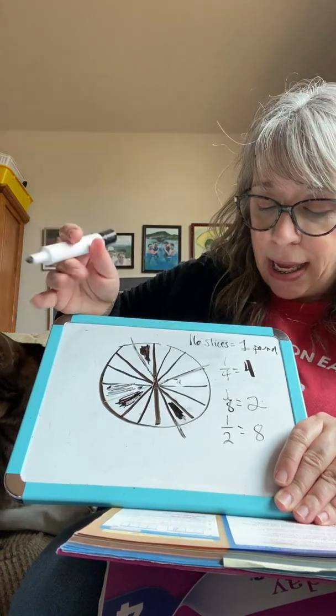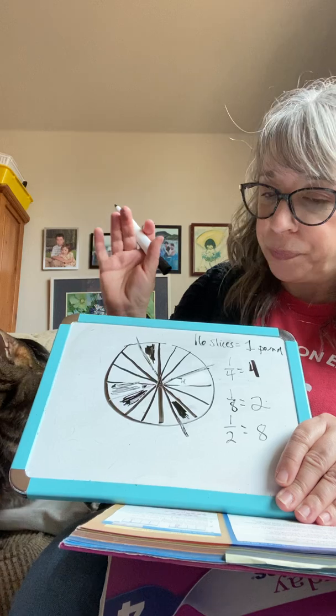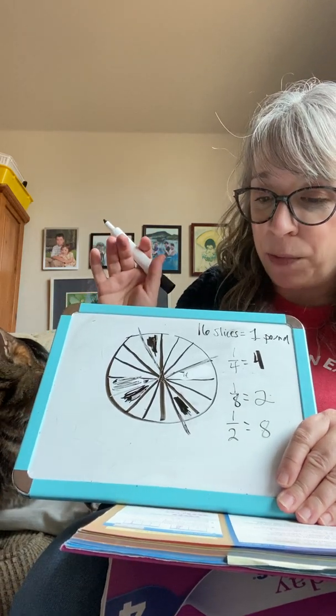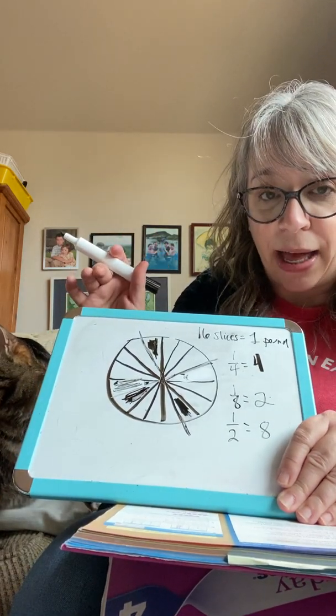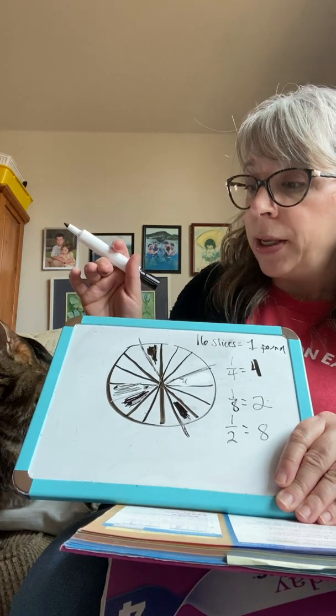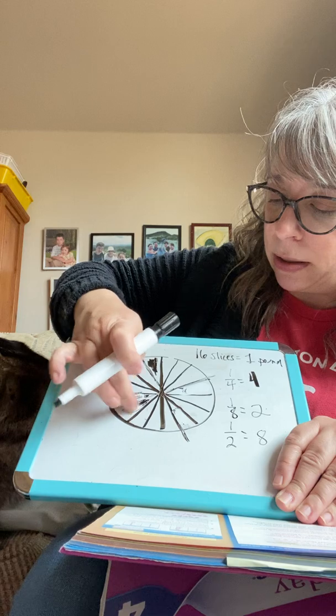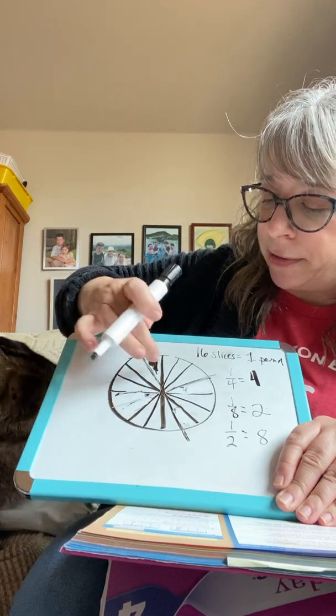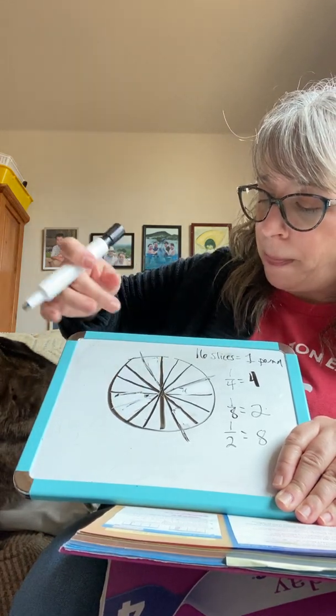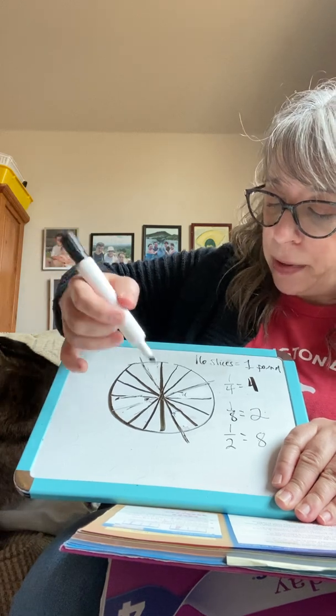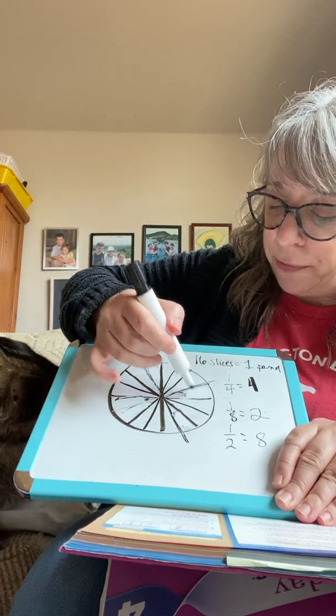Okay? Okay, so now they want to know 3 parts of that 4. Okay? So again, we're going to divide this into our 4 parts. Okay, because 16 is divisible by 4. Okay, so here's 1, 2, 3, 4.